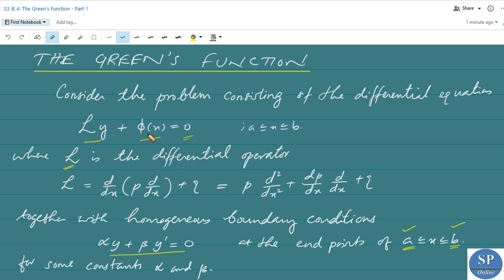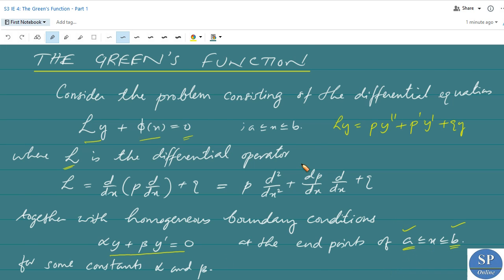So Ly + φ(x) = 0 means that we have L equal to this. Ly is p into y'', that is d²/dx² of y, plus p' into y', that is dp/dx into d/dx of y, plus q into y. So our differential equation is p y'' + p' y' + q y + φ(x) = 0, along with the boundary conditions at the boundaries a and b.